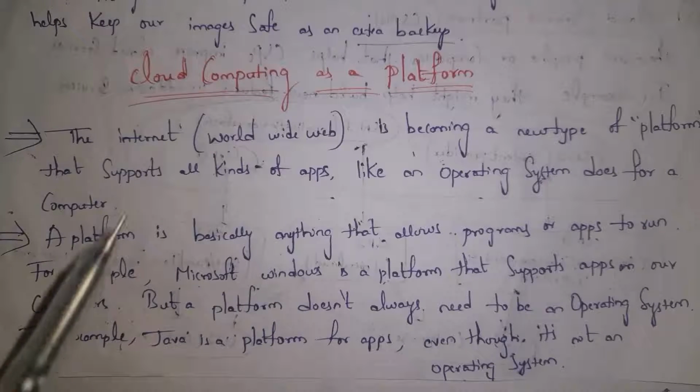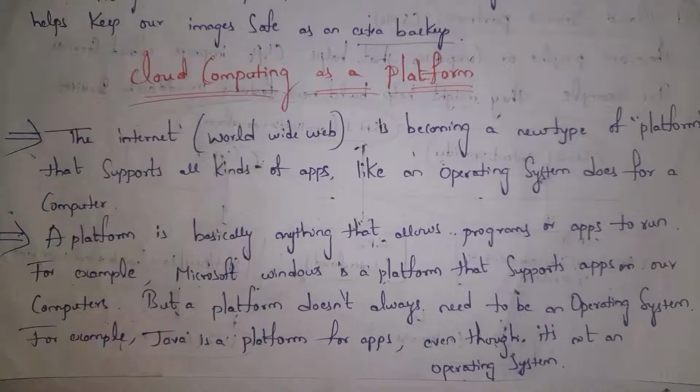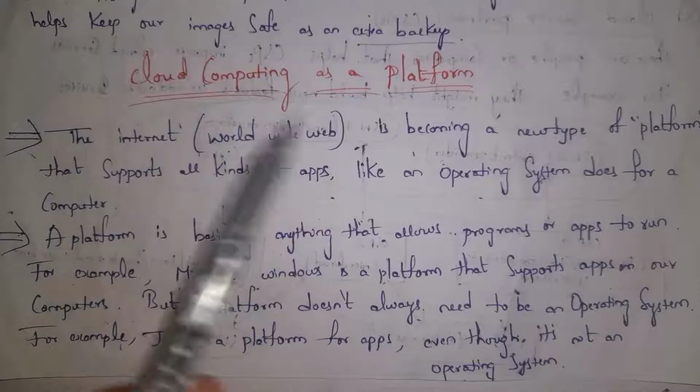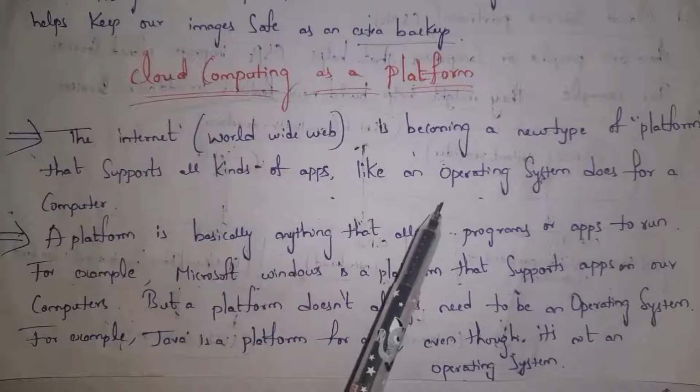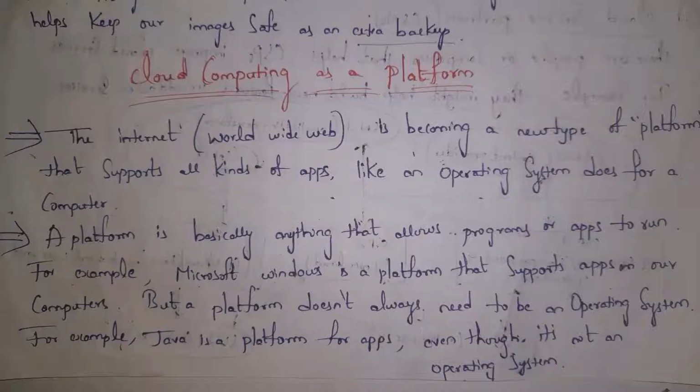Next I will explain cloud computing as a platform. The internet is becoming a new type of platform that supports all kinds of apps, like an operating system does for a computer. Guys, normally we install various kinds of software on our computer. But at present, instead of installing software on our computer, we can use those software online. Nowadays, most of the software is present online. So we just open the internet and we can use that software.